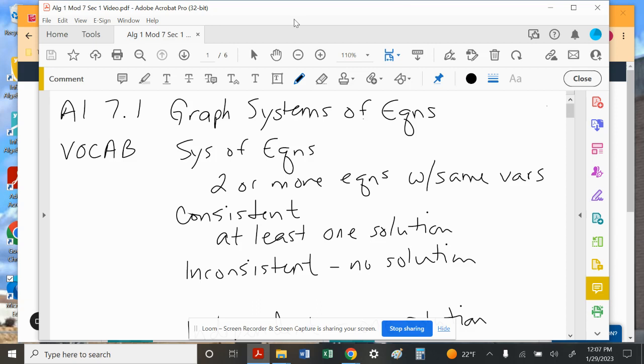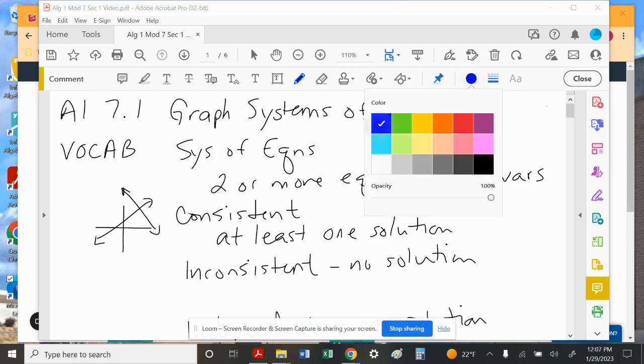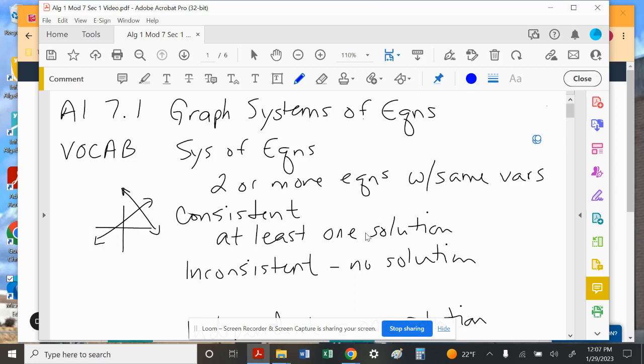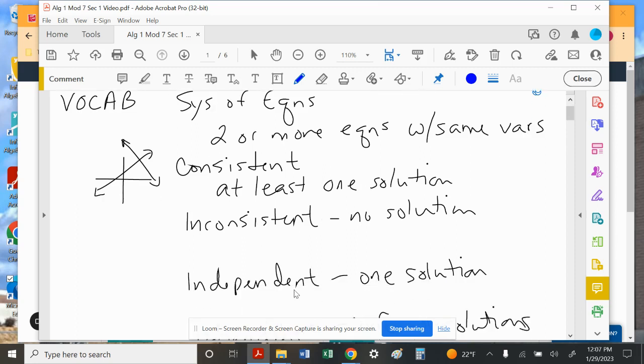Consistent systems are those that have at least one solution. So a consistent system would tell me that my two lines would cross at least one time. So they're going to cross in that particular case. And then we have inconsistent systems of equations where they never cross. So there is no solution. If you remember that from the past, that is parallel lines.